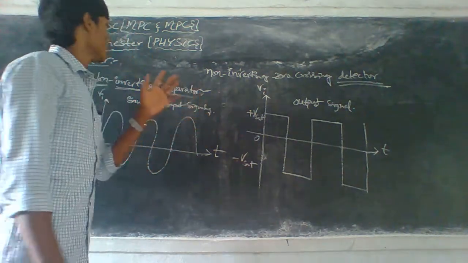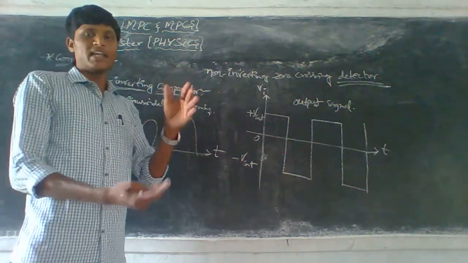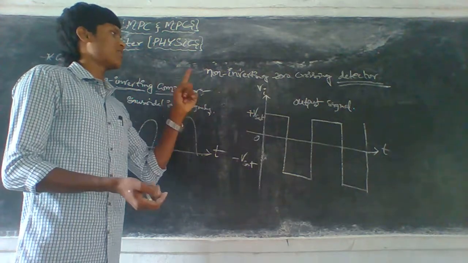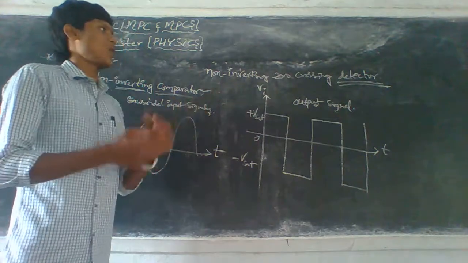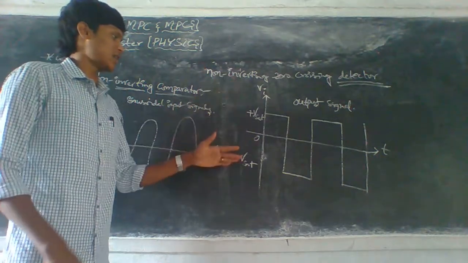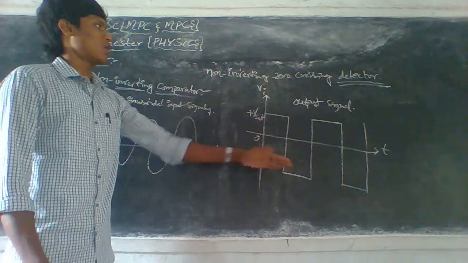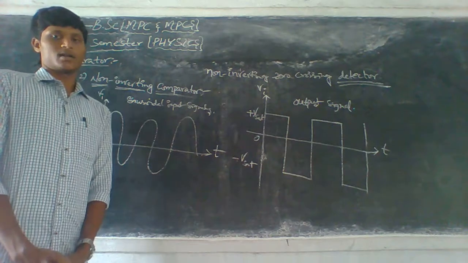Okay, so this is about the non-inverting comparator. Mainly, comparators are categorized into two types: the first one is the inverting comparator and the other one is the non-inverting comparator. Here these are the circuit diagrams and examples of inverting and non-inverting comparators. Okay, thank you.